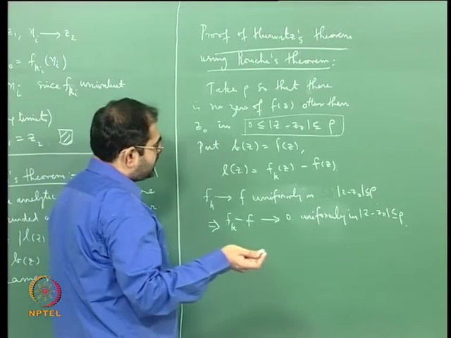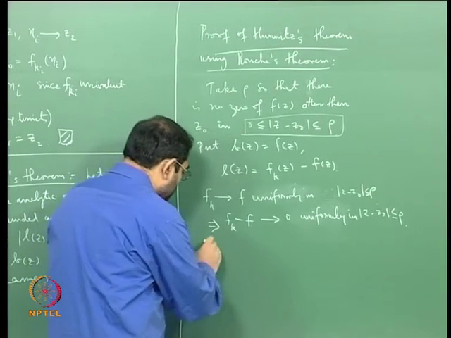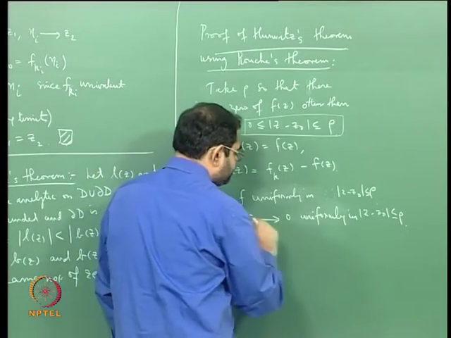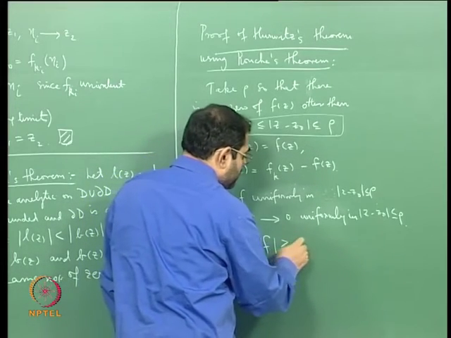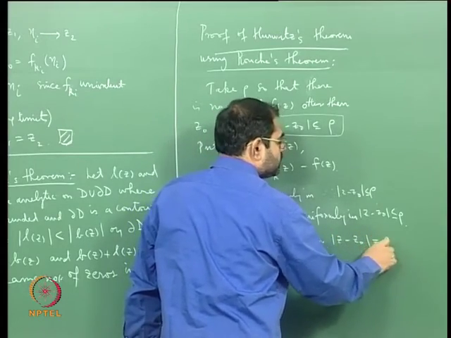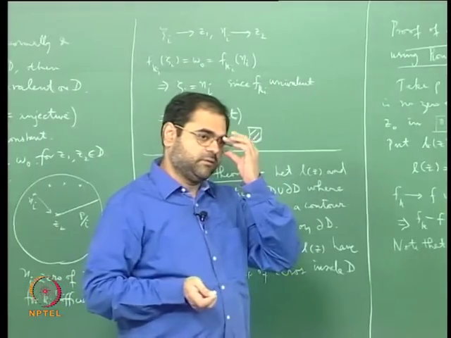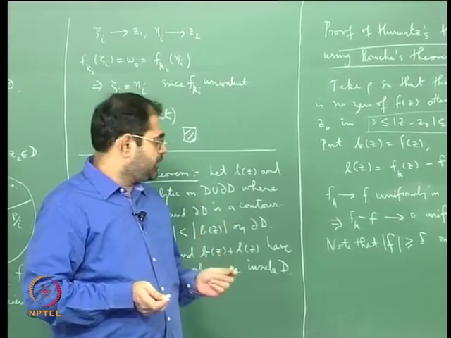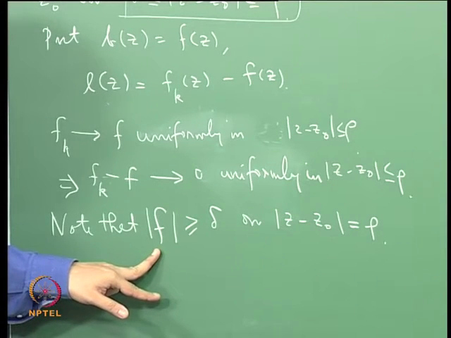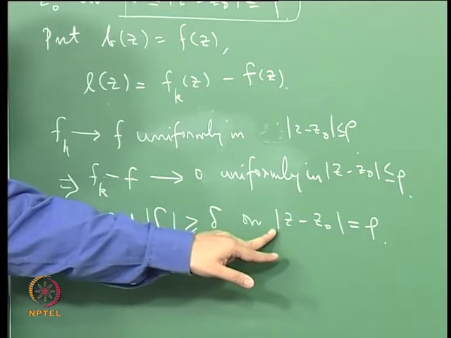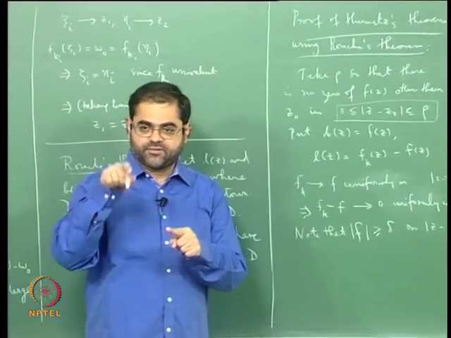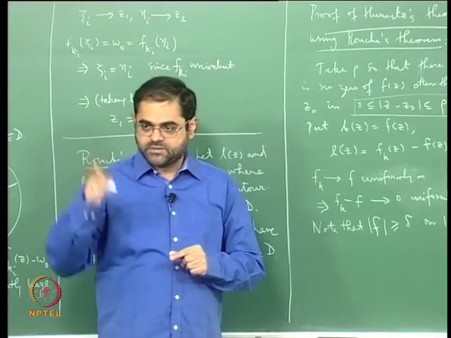And you see, note that mod f is greater than or equal to delta on mod z minus z naught equal to rho. This is a fact that we also used during the proof of Hurwitz's theorem, because you see mod f is a continuous real valued function, and when you restrict it to mod z minus z naught equal to rho, which is a circle centered at z naught with radius rho, that's compact because it's closed and bounded.